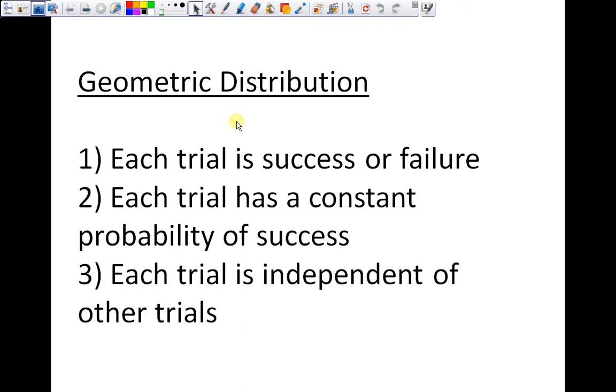The difference is what we're looking for. In the geometric distribution, we're going to perform trials until we get our first success. Or if you remember, in the binomial distribution, we had a set number of trials. Say we were going to flip a coin 10 times. We already knew from the beginning we were going to flip it 10 times. We were going to count the number of successes. But in the geometric distribution, we're going to perform trials until we get our first success. We'll look at an example here.